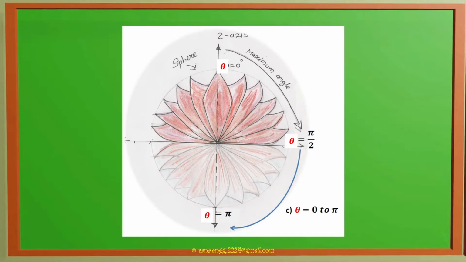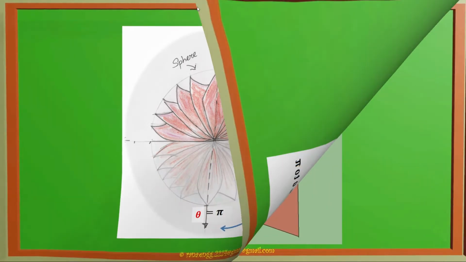So here also you can see we start from theta equal to 0 degrees, then theta equal to pi by 2, then theta equal to pi. So the limits will be 0 to pi. This angle we calculate only from the z axis.